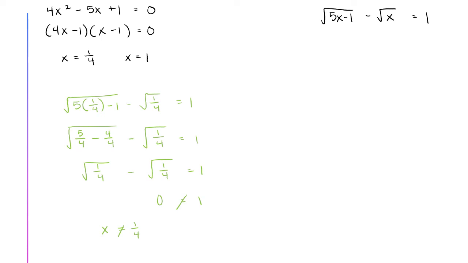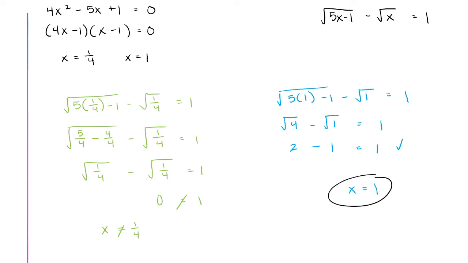Okay, let's plug this in. So we'll start with the square root of 5 times 1 minus 1 minus the square root of 1 and see if that is equal to 1. So 5 times 1 minus 1, that's just going to be the square root of 4 minus the square root of 1. Is that equal to 1? The square root of 4, that's 2. The square root of 1 is 1. We're saying 2 minus 1 is equal to 1? Yeah, that's a true statement. So yes, x is equal to 1. That is our one and only solution in this problem.